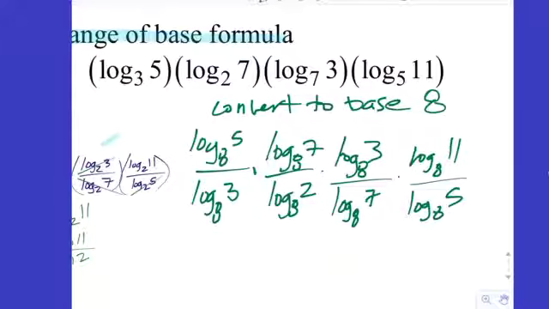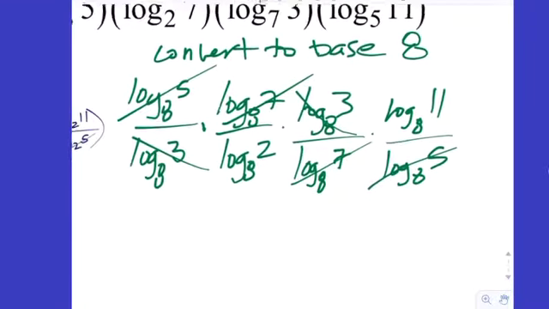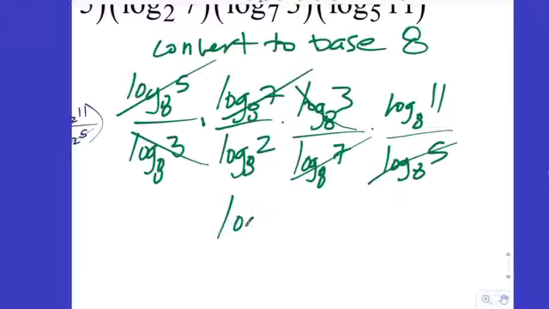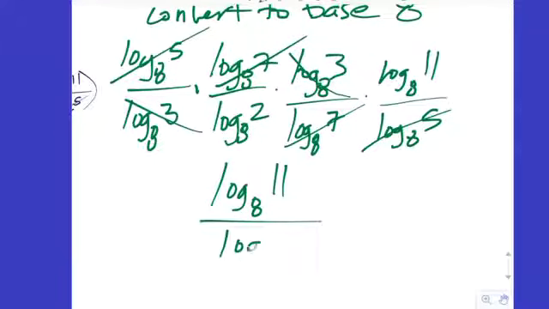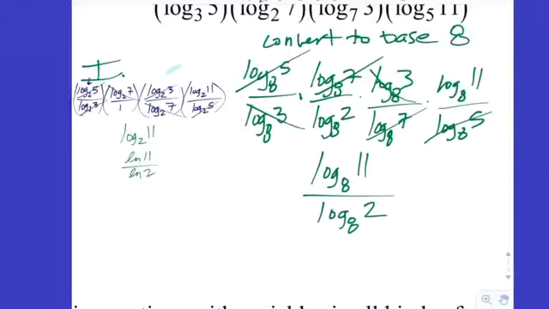Does anything divide out? Log base 8 of 5, see ya. Log base 8 of 7, adios. Log base 8 of 3, bye-bye. And that's all that divides out. So we're left with log base 8 of 11 over log base 8 of 2. So that simplifies, but is that as nice as the way we had it earlier? No, because now we still have 2 logs and we have a quotient.